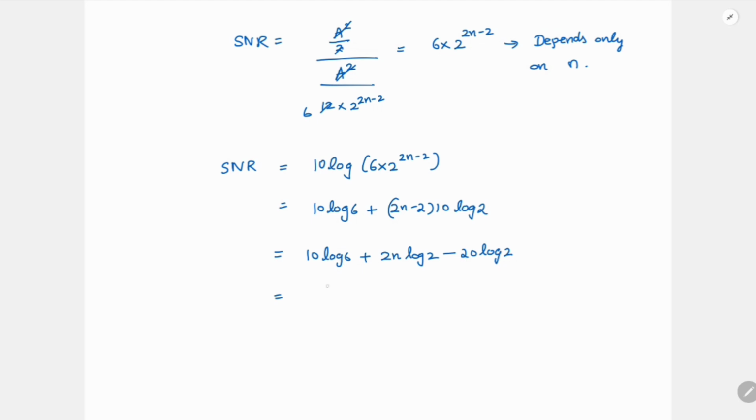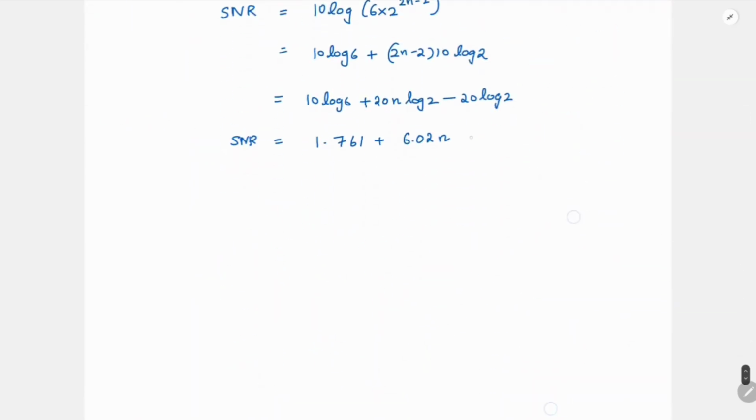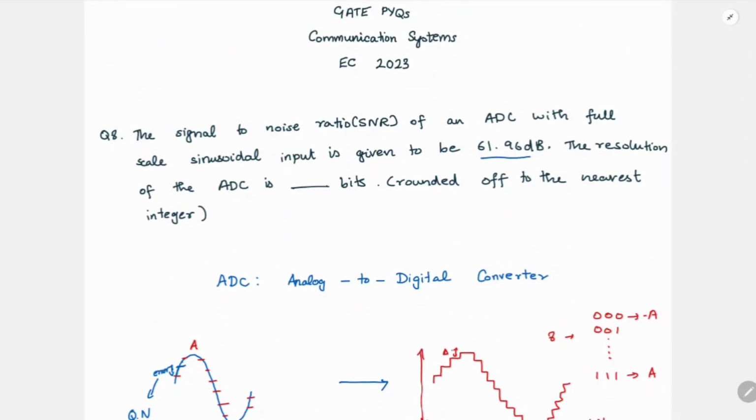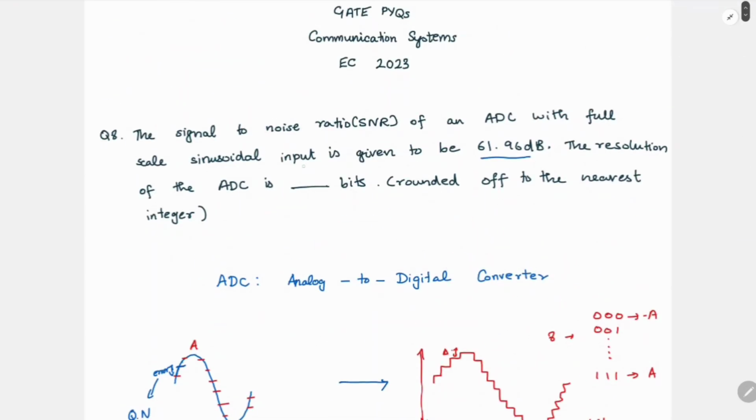If you write it out, this is 10 log 6 plus 2n into 10 log 2 minus 20 log 2. So 10 log 6 minus 20 log 2 is 1.761, and 2n into 10 log 2 is 20 n log 2, and 20 log 2 is 6.02 into n. So depending on n, your SNR will vary, and in this question they have given SNR as 61.96. So this is equal to 61.96, and they have asked us to find the resolution of the ADC in bits. So they are asking us to find n. If we calculate, n comes as 9.999, which we can round off to 10. So the number of bits to achieve this particular SNR is 10 bits.